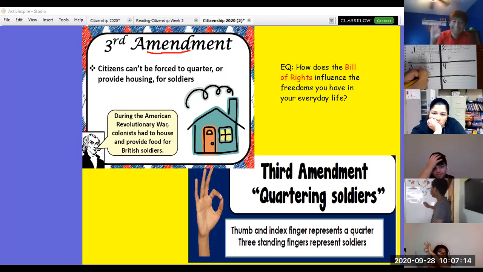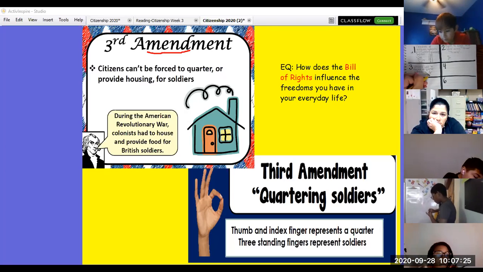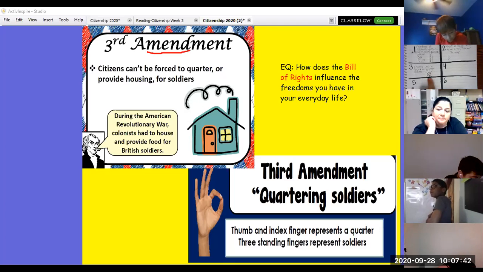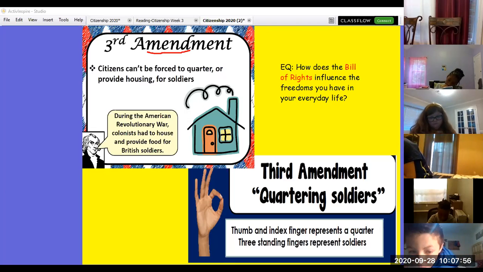So for my picture, I'm going to draw a house similar to what they have on the screen. But I'm going to draw an X over it, because that to me represents that they cannot force themselves into my home. Are there any questions about 1, 2, or 3 so far? Raise your hand or type it in the chat if you like. Anything you want me to explain again?